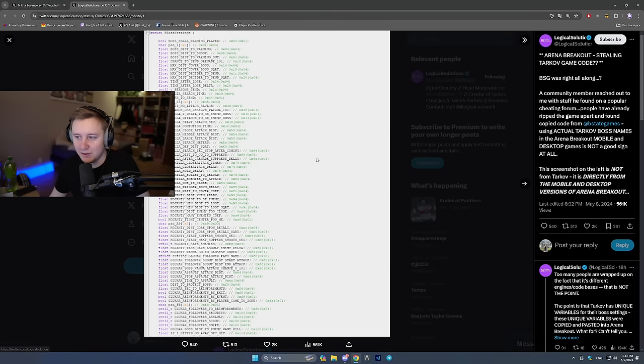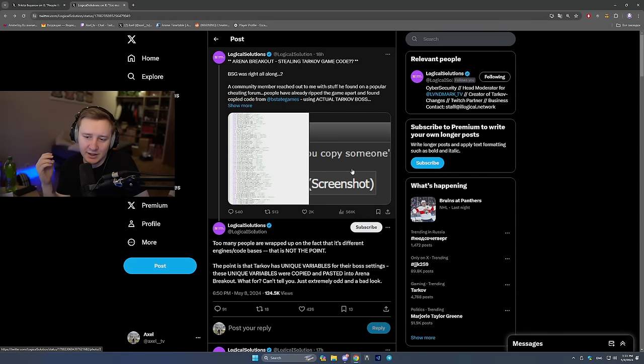This sort of code was found in Arena Breakout. I personally don't think it necessarily leads to the fact that they copied Tarkov, because first of all, Tarkov is made on Unity, that has been written in C#, while Arena Breakout is made in Unreal Engine 4, that is done in C++. Even though the languages are similar, there will still need to be a lot of code rewritten in order to copy paste Tarkov's code into Unreal Engine 4.